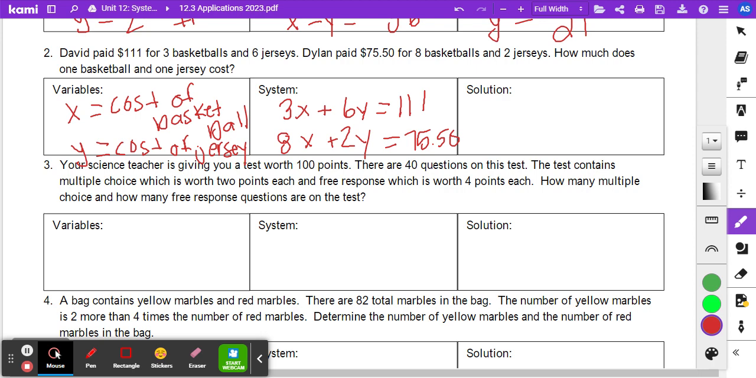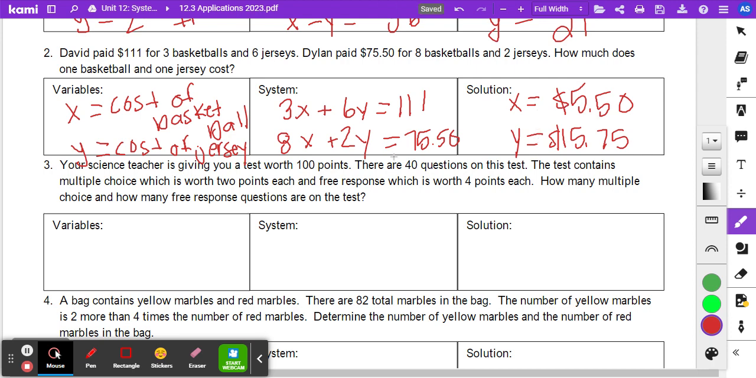But when we write our numbers, we need to make sure that we are using the proper decimals for money. So x is going to be $5.50, and then y is going to be $15.75. And remember, x is the cost of 1 basketball, y is the cost of 1 jersey.